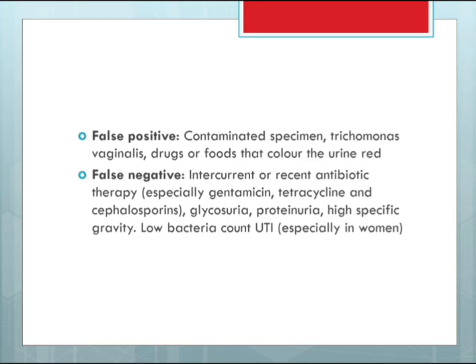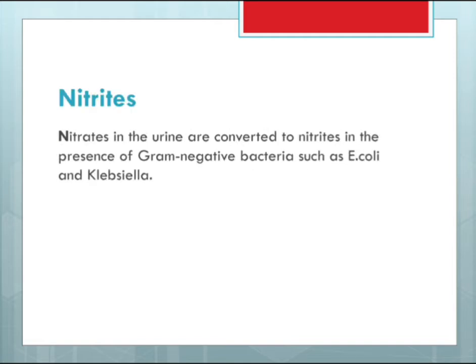False positive may be due to contaminated specimen, Trichomonas vaginalis, drugs or foods that color the urine red. False negative can be due to intercurrent or recent antibiotic therapy. Glycosuria, proteinuria, high specific gravity, low bacteria count UTI, especially in women.